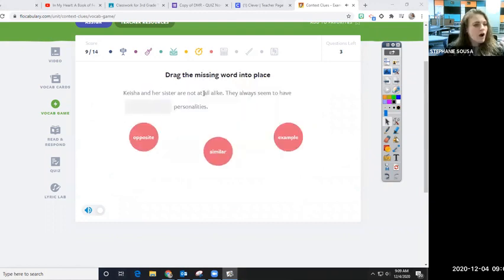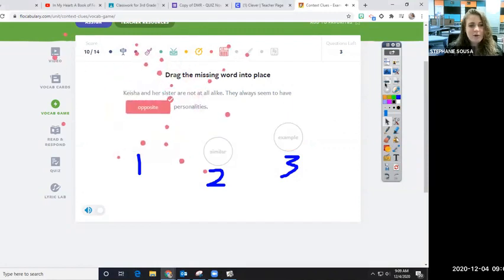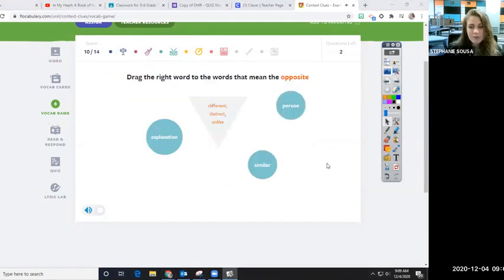Keisha and her sister are not alike at all. They always seem to have blank personalities. They're not alike. Are they opposites? Are they similar? Or are they examples? They are not alike. Very good. We're quick on that one. They're opposites.